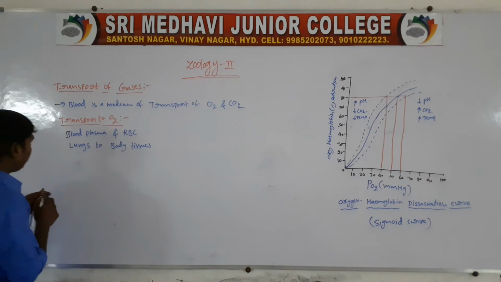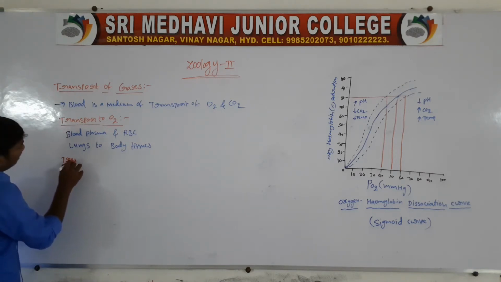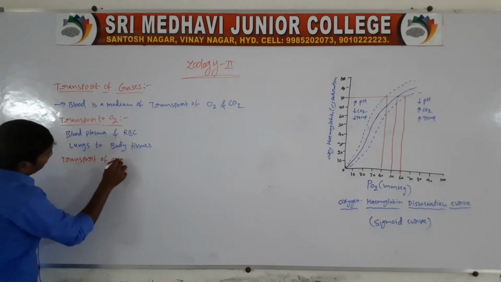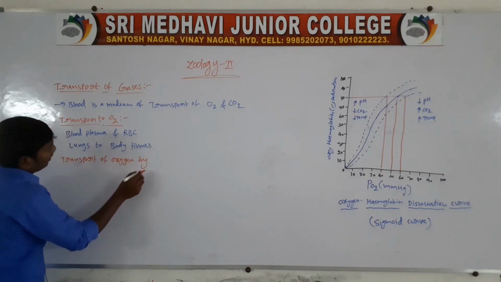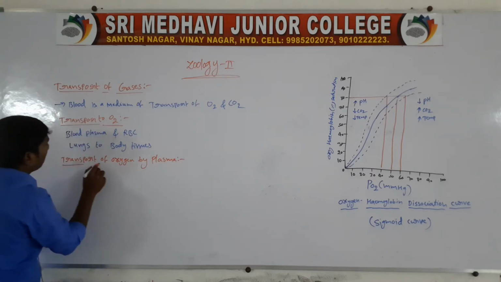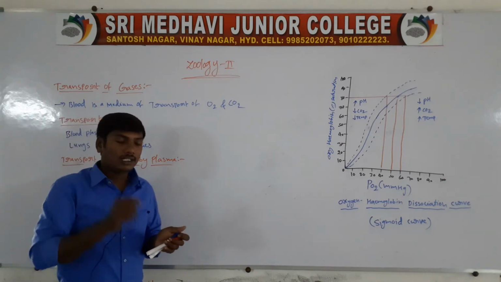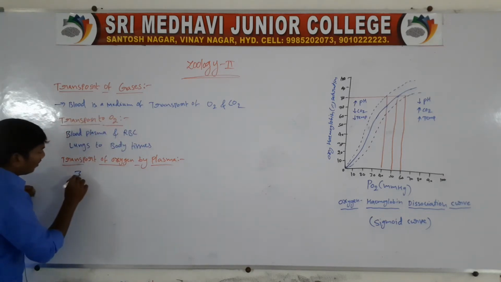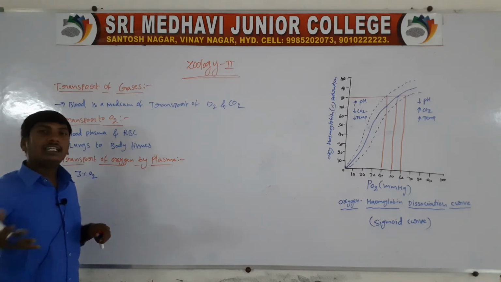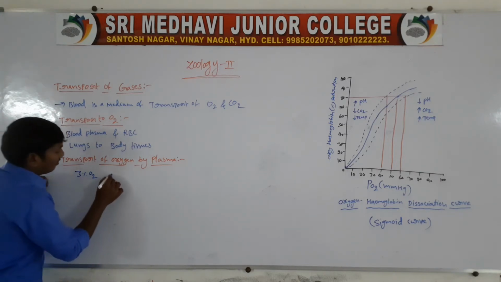First one, transport of oxygen by plasma. How much percentage? Only 3% of oxygen is transported by the blood plasma in the dissolved state.